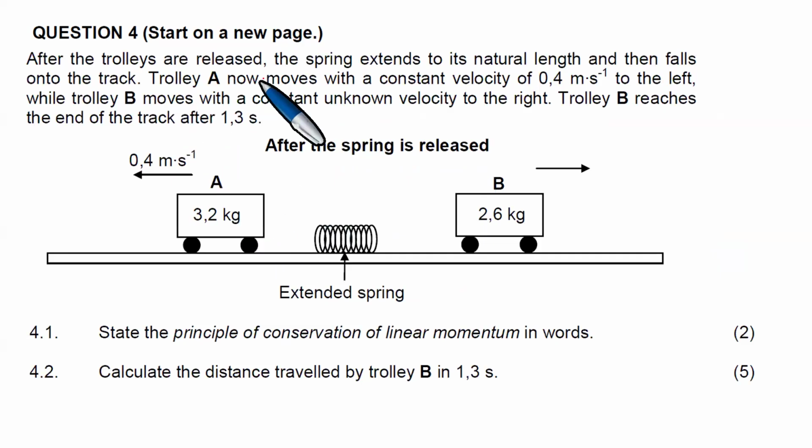After the trolleys are released, because the spring was compressed, the spring extends to its natural length and then falls onto the track. Trolley A now moves with a constant velocity of 0.4 meters per second to the left, while trolley B moves with a constant unknown velocity to the right. Trolley B reaches the end of the track after 1.3 seconds.